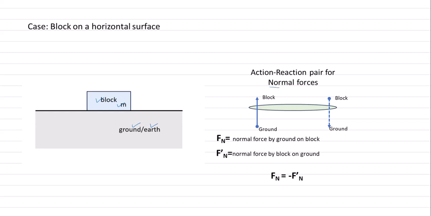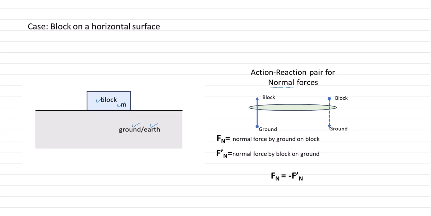As far as normal forces are concerned, we know that forces always come in pairs. I have still not defined what a normal force is; we will talk about it a bit later. But given the nature of the force, we know that a force cannot exist in isolation. So if you have a normal force in one direction, there will be an equal and opposite normal force in the other direction.